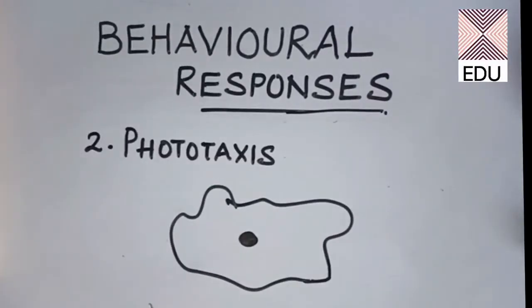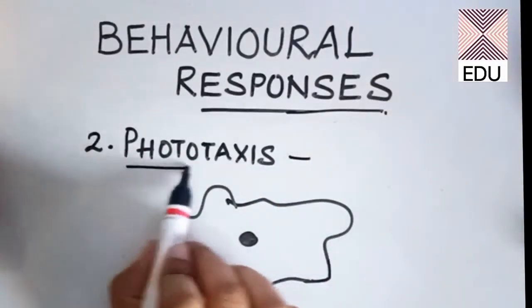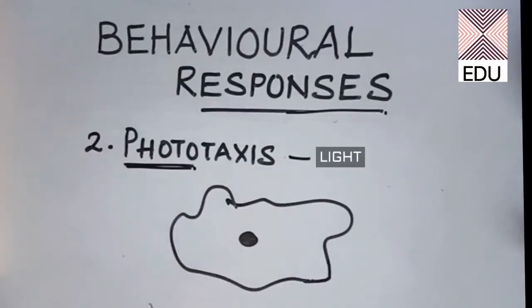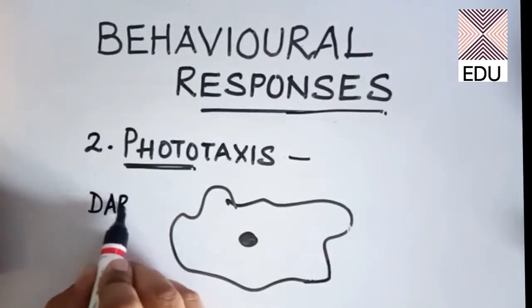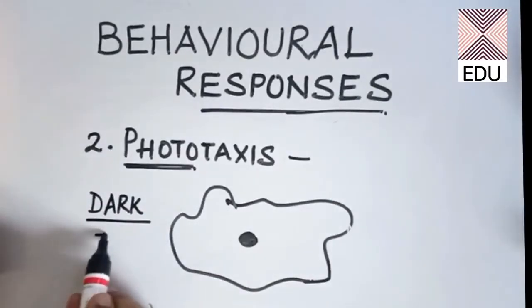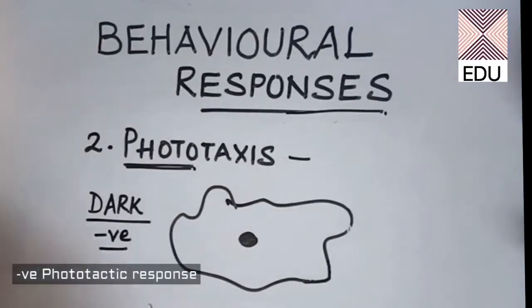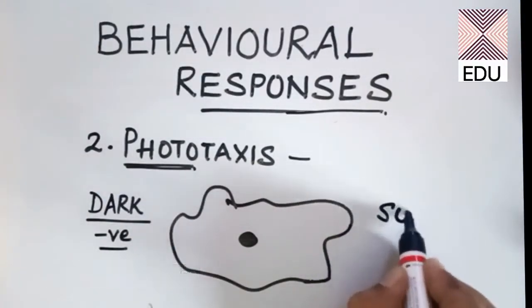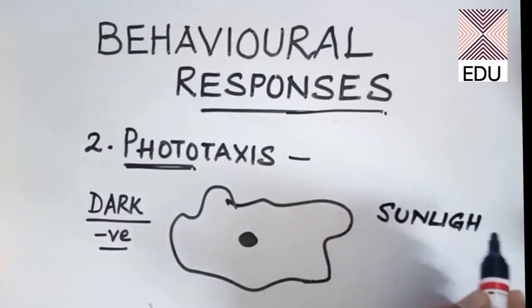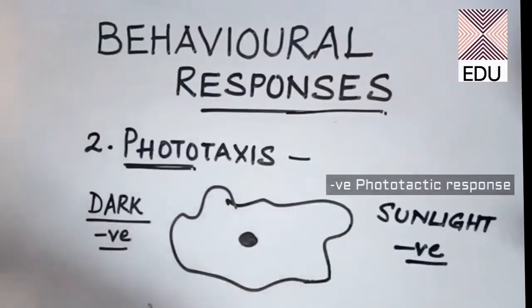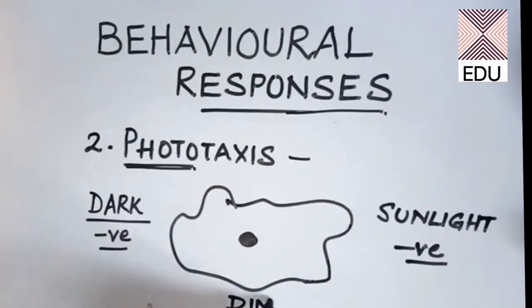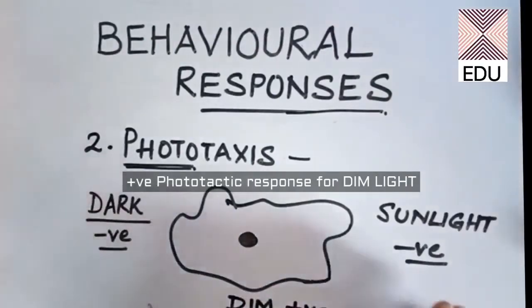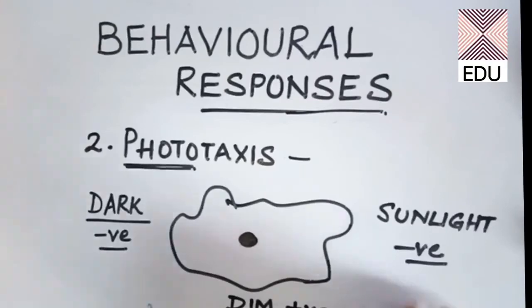Second type of taxis is phototaxis. Photo means light, so it is the response to light. If we subject this amoeba to darkness, it will show a negative response to darkness. If we subject it to very bright sunlight, it will again show a negative response to very bright light. So it will prefer in between these two, the dim light. Here it will show positive phototaxis. For darkness and for very bright light, it will show negative phototaxis.